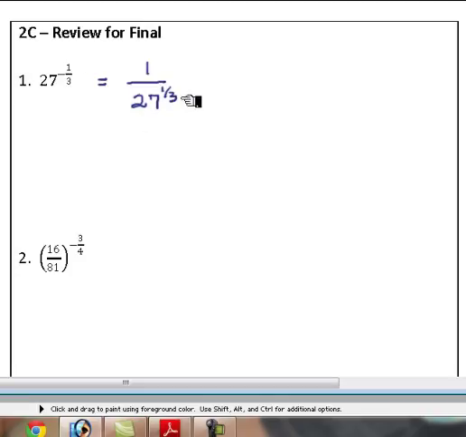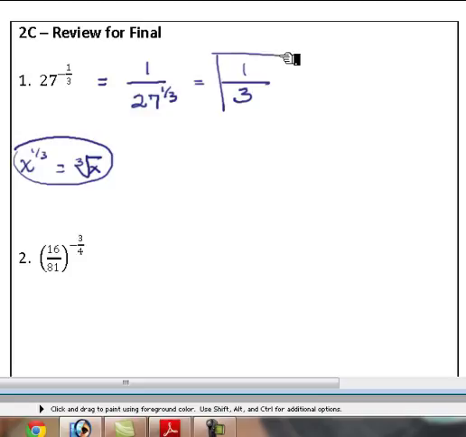Okay, now we're ready to evaluate the denominator. Now remember what an exponent of 1/3 means, that we're taking a cubed root. So basically this x to the 1/3 is the same as the cubed root of x. Just another way of writing cubed root. And x to the 1/2 is square root, etc. So the cubed root of 27 is 3. So this evaluates to 1/3.